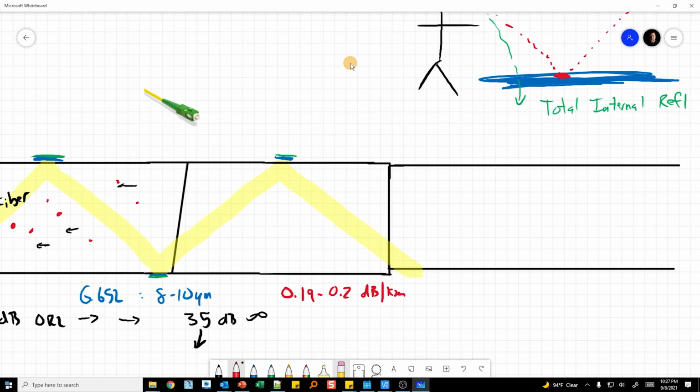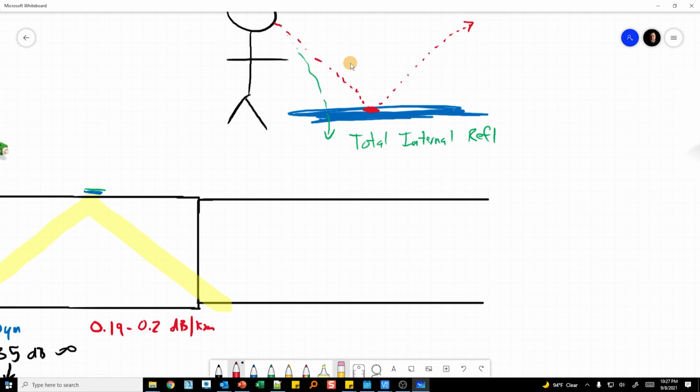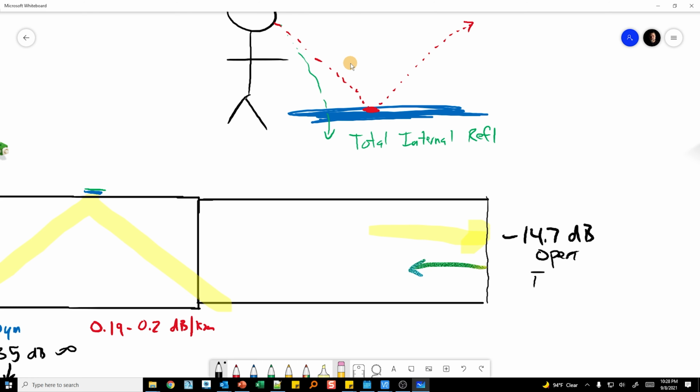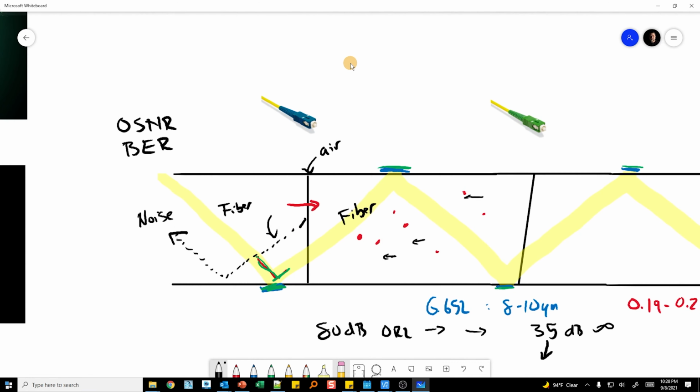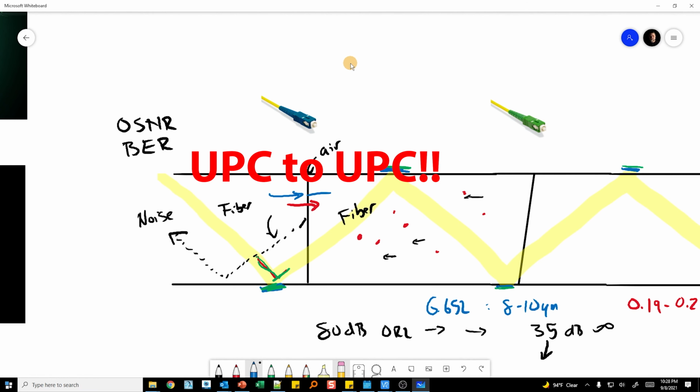If I have an open UPC connector, let's say this connector here is closed up, so I have a closed UPC, a flat cleave connector. If I were to apply a source to this connector and measure the reflection coming back, roughly this is going to be about minus 14.7 dB. This is an open flat end face. If I mate together two APC connectors, an APC to an APC, essentially a blue connector to a blue connector.